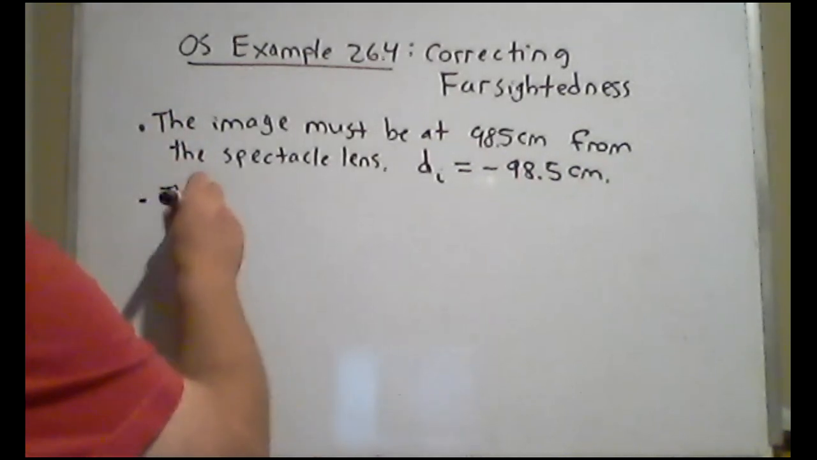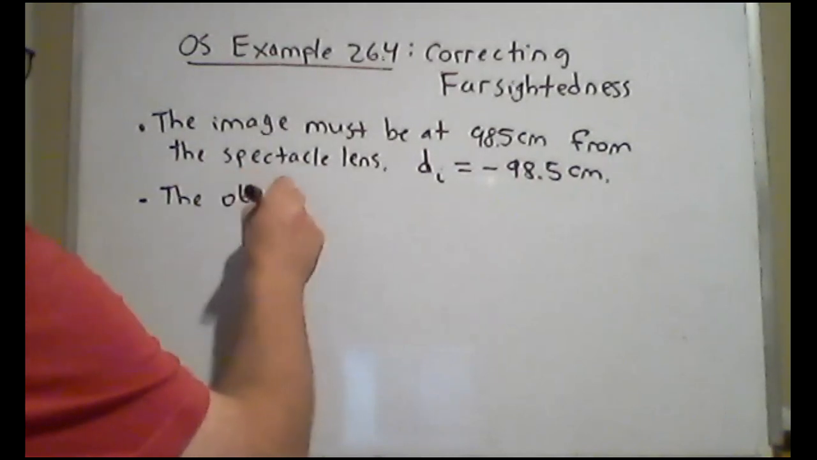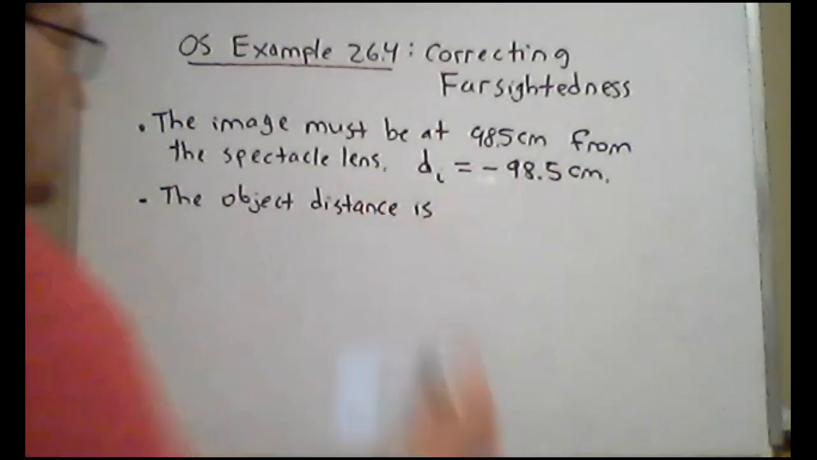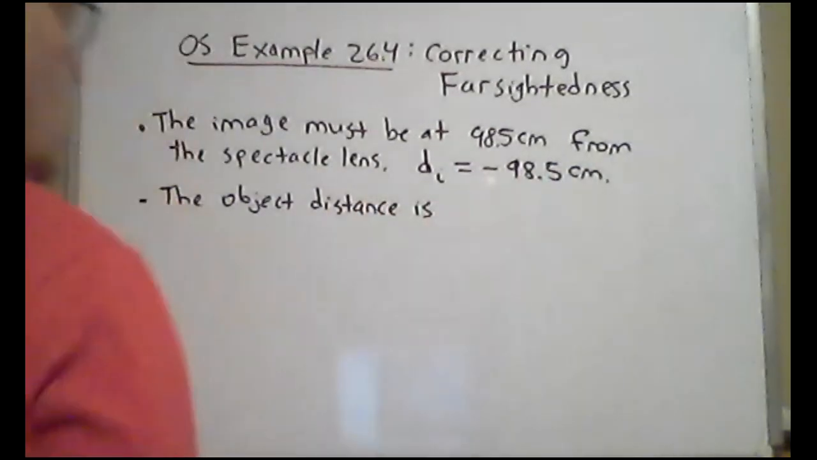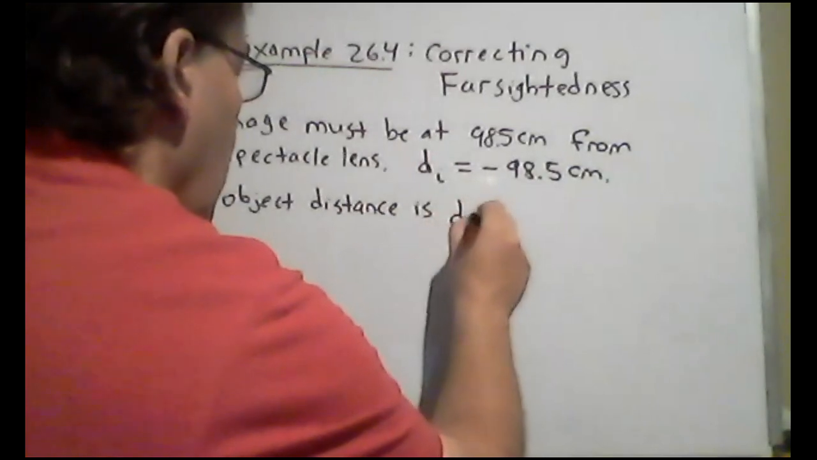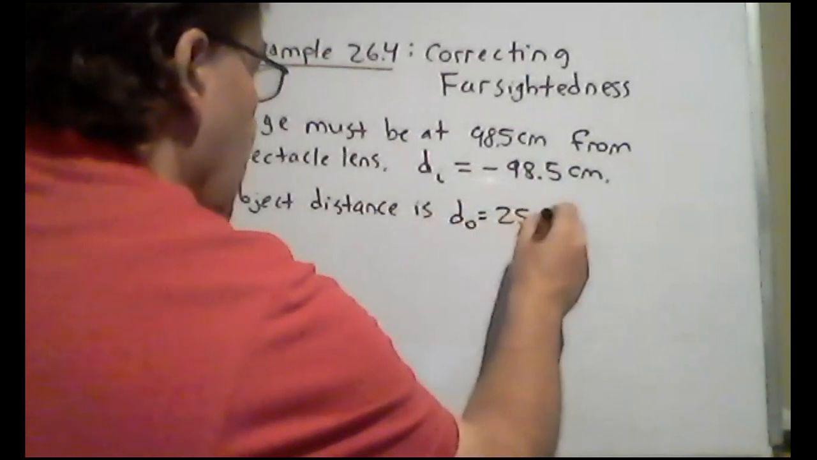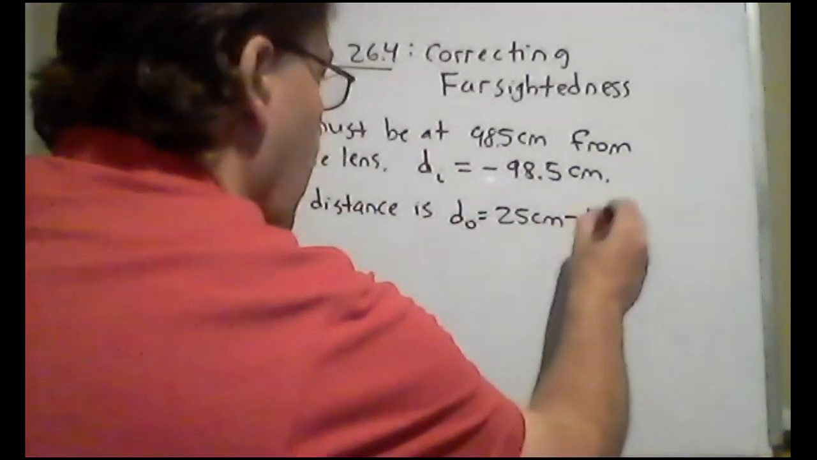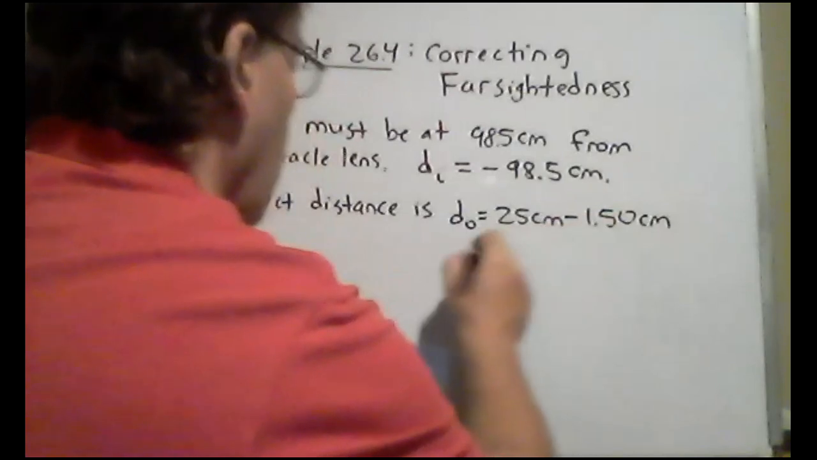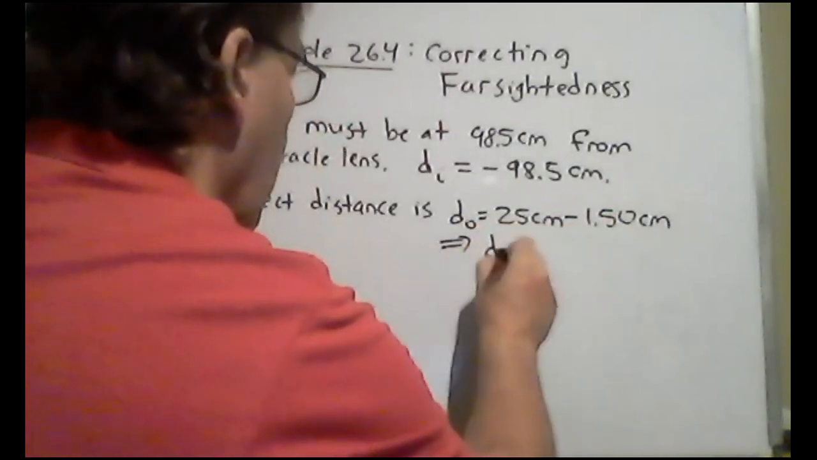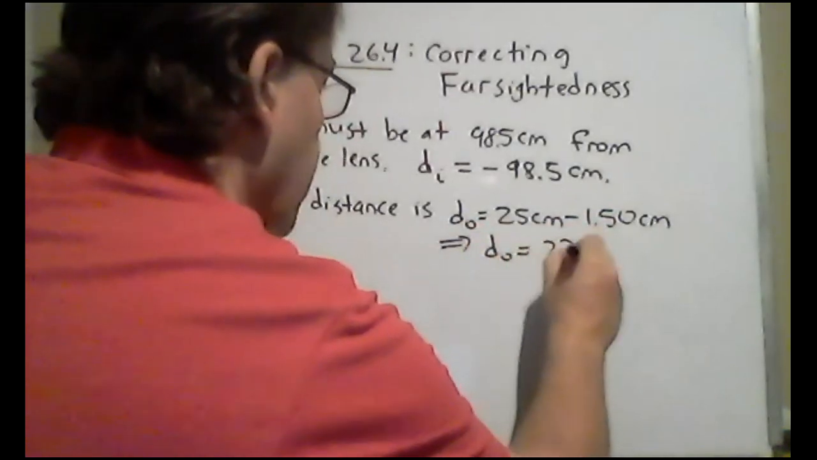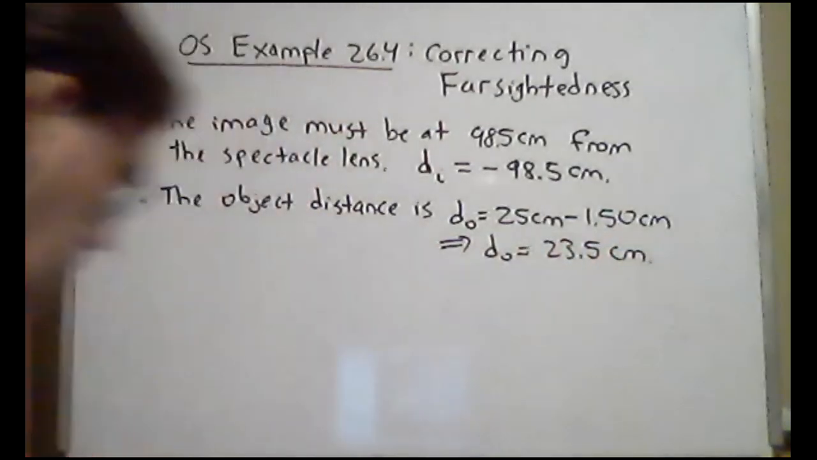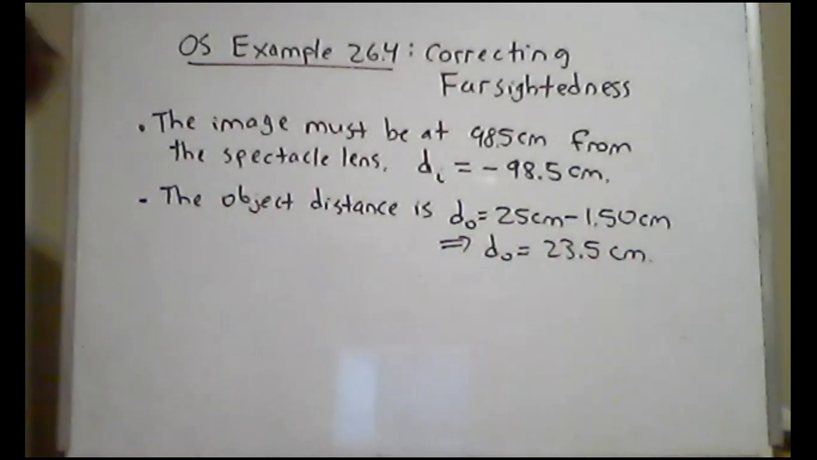All right, where's the object distance going to be? Well, it's going to be d sub O equals 25 centimeters, again subtracting off the eyeglass frames, 1.50 centimeters. That means that d sub O must be 23.5 centimeters. Again, d sub O is always positive, right? d sub I could be positive or negative.